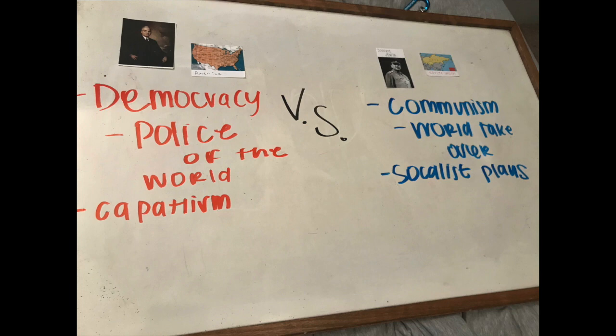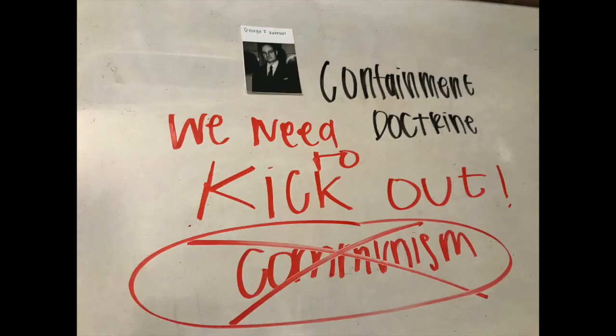This is when George F. Kennan made the Containment Doctrine in 1947, which stated that Russia is relentlessly expansionary, and if not contained, it will take over the world. But the U.S. can stop this by implementing a policy of firm and vigilant containment.